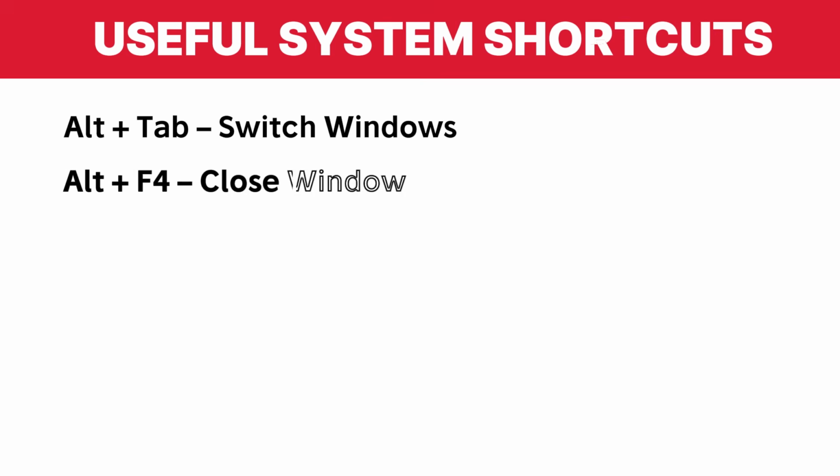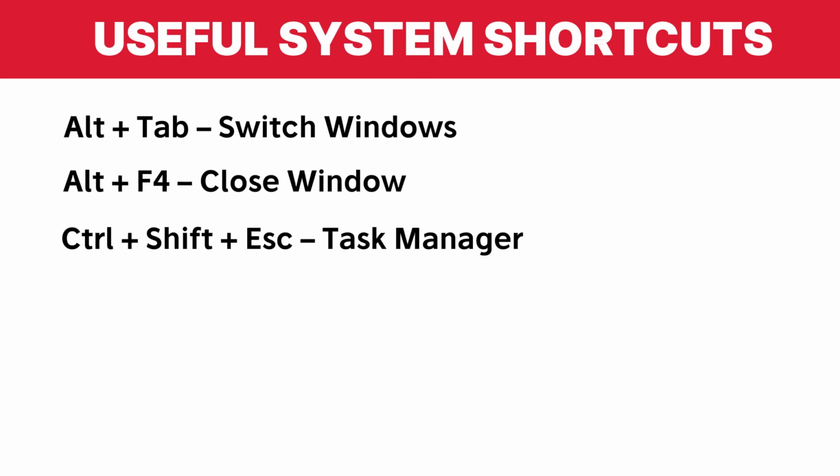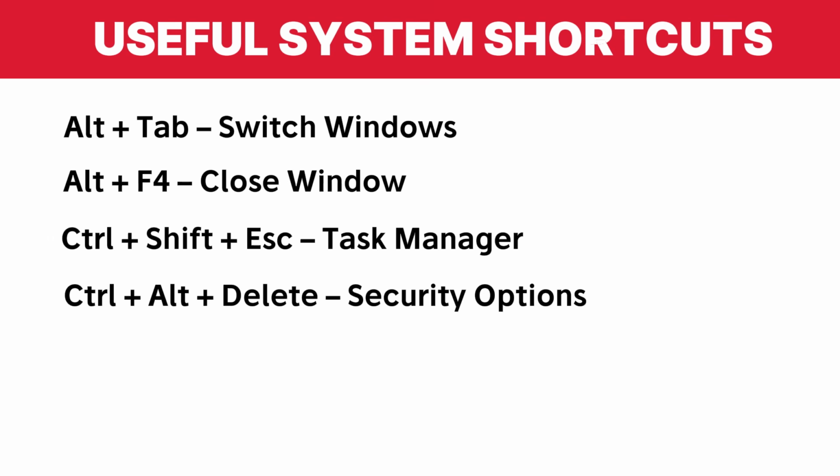Alt plus F4, close window. Press Alt plus F4 to close the active window or application. Ctrl plus Shift plus Escape. Task Manager. If you need to quickly open Task Manager, press Ctrl plus Shift plus Escape. Ctrl plus Alt plus Delete. Security options. Press Ctrl plus Alt plus Delete to open the Windows Security Options screen.